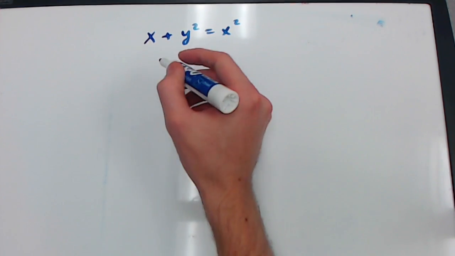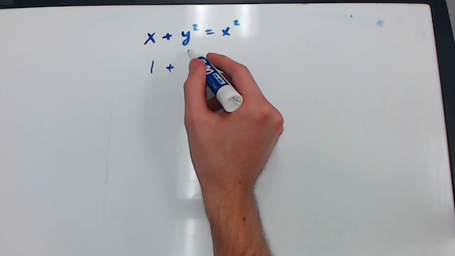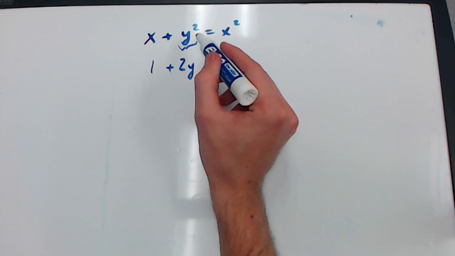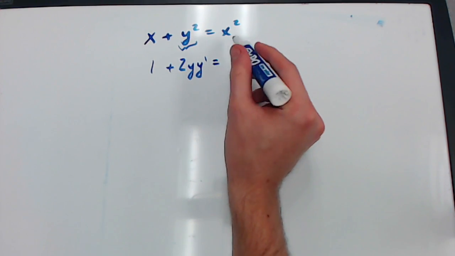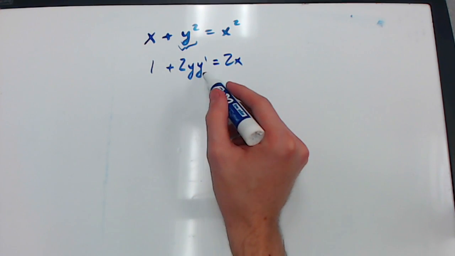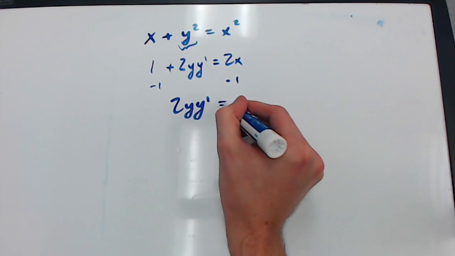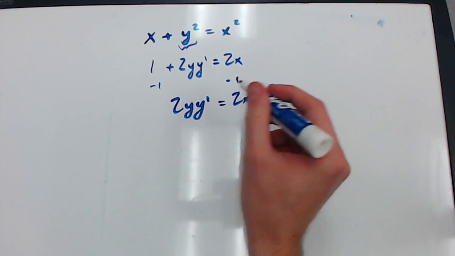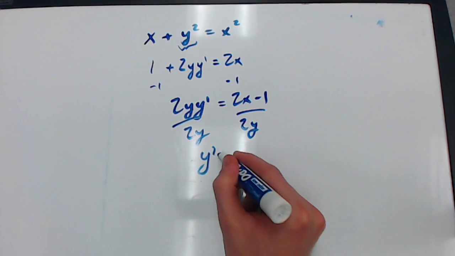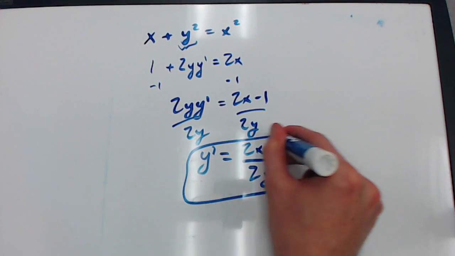Alright, so the derivative of x will be 1. The derivative of y squared, we're going to have to do our outside, so 2y multiplied by the derivative of the inside, so y prime, is equal to 2x. So now let's isolate the term that has y prime in it, subtracting both sides by 1. We get 2y y prime is equal to 2x minus 1. And now divide both sides by 2y to isolate y prime finally. And this should be the answer that you came out with.